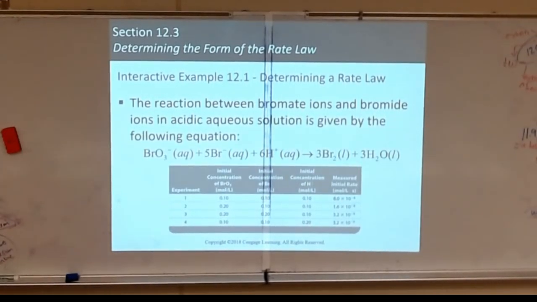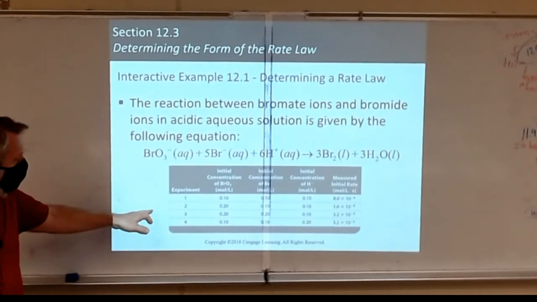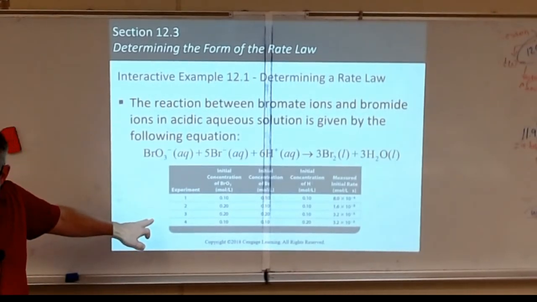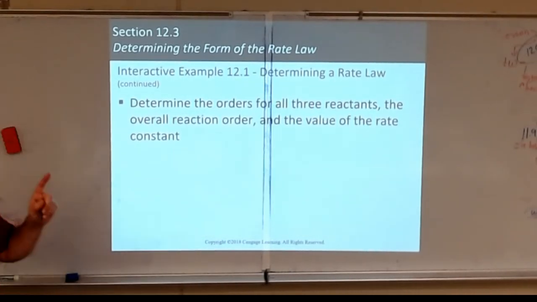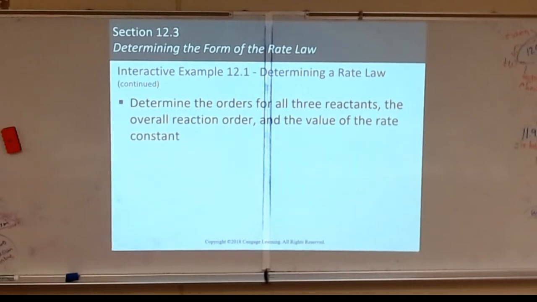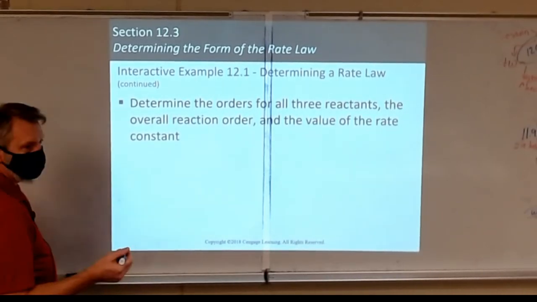All right, so page 12, follow at home. You got your notes, page 12. There you go. Y'all good? Questions? So let's follow along from here. Let's determine the order for all the reactants, the overall reaction order, and the value for the rate constant. So the first thing I want to do is draw out the generalized reaction. What's that going to be?